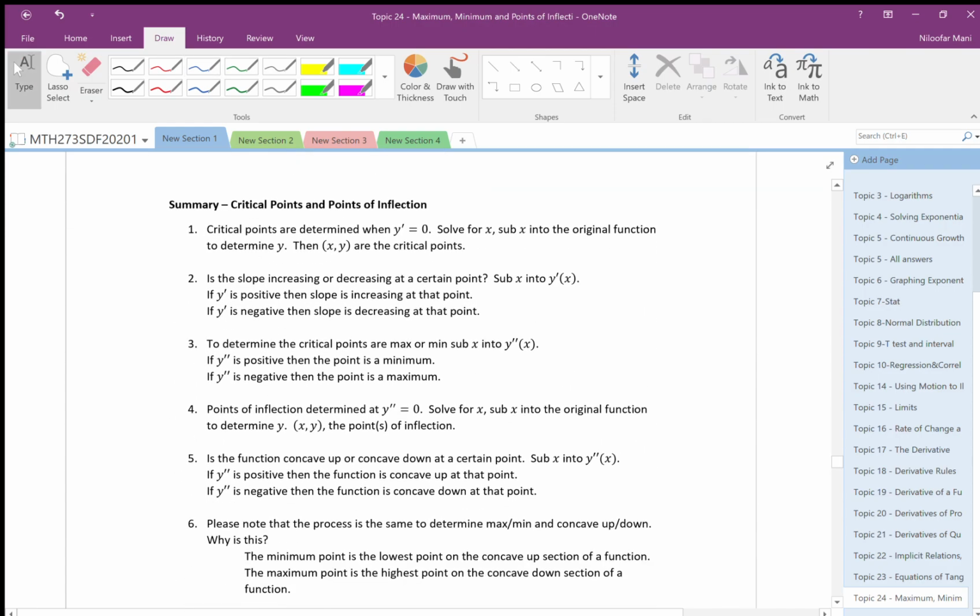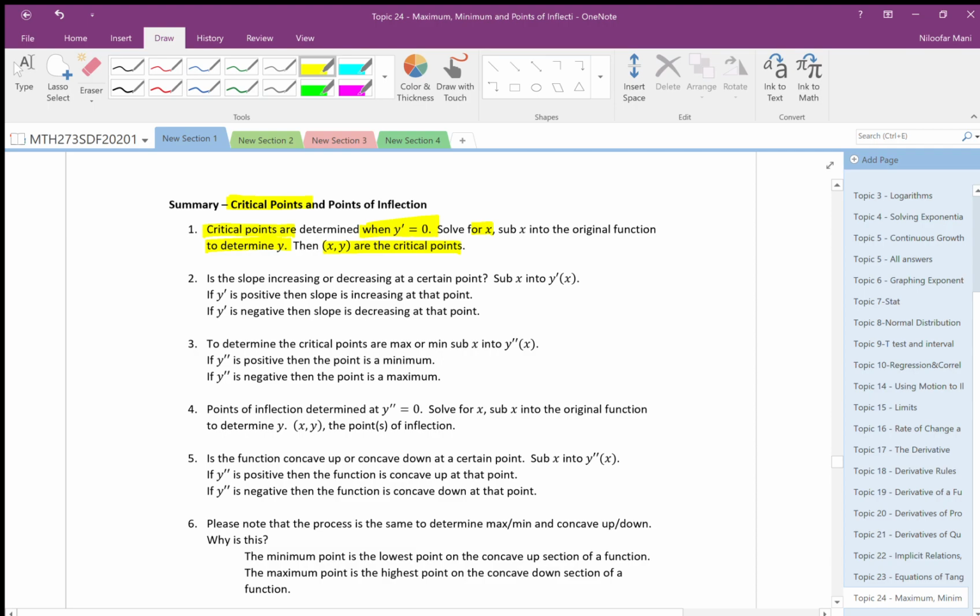Here is the summary of the lesson. I can just tell you in detail here. Critical points are where you have first derivative 0. I told you the definition has more explanation, but you don't see it in this college course. Make sure you solve for x and find y. And those points are critical points.